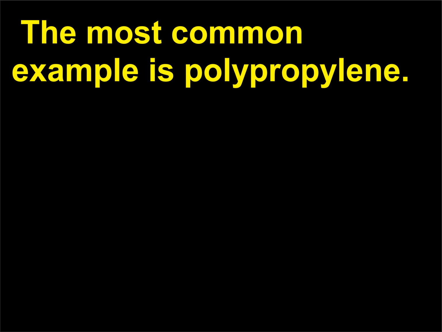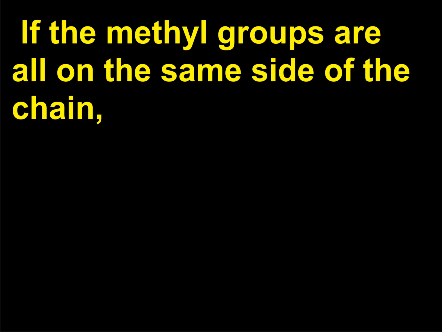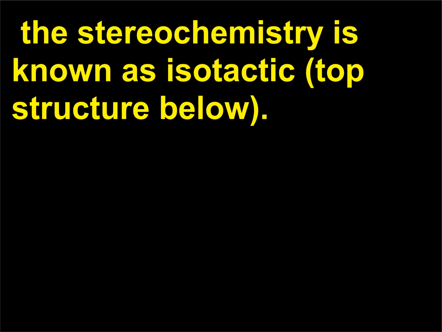The most common example is polypropylene. This polymer has a methyl group attached to the backbone of the polymer. If the methyl groups are all on the same side of the chain, the stereochemistry is known as isotactic, top structure below.